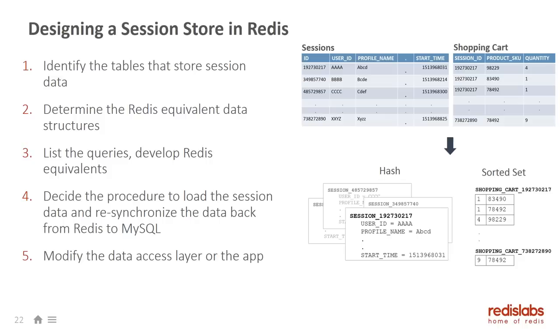Just like we designed a cache, we have a few steps to design a session store in Redis, and the steps are very similar to the previous use case. You have to identify the tables that you're already using as session store in MySQL, determine the Redis equivalent data structures, and then get all the queries and develop Redis equivalents. It's again the same as in the past. There is no time to live or eviction in the case of a session store. So you have to do proper capacity planning, and you should avoid evicting objects out of your session store. You should keep your objects in the session store when the sessions are live, so you should do proper capacity planning here.